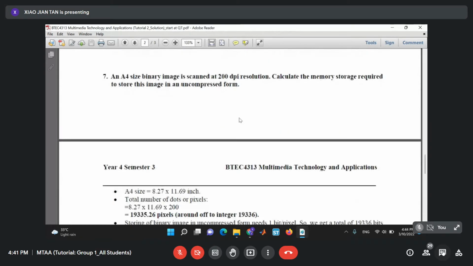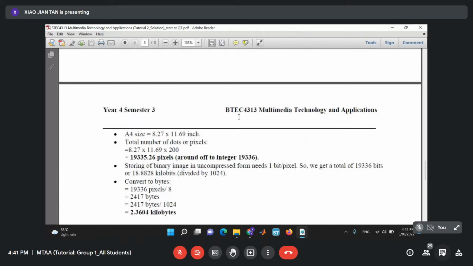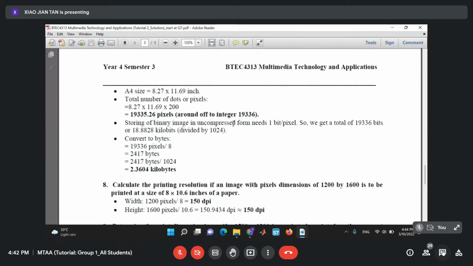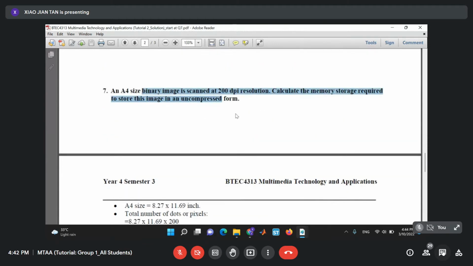7, okay. Again? The resolution for the height and the width. Okay, height and the width. You mean question 7, right? Okay.